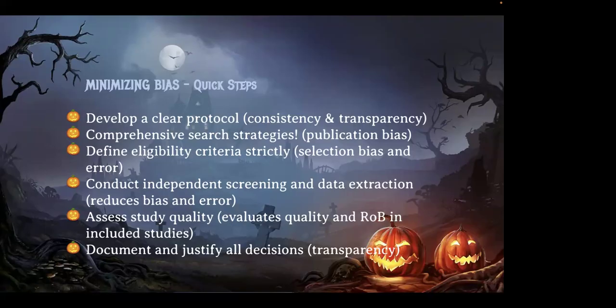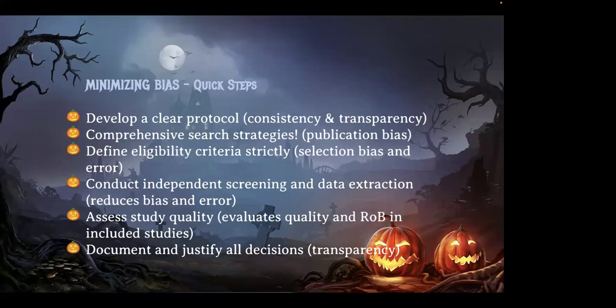What's next? Okay, defining your eligibility criteria. This is going to help you be more consistent, avoid selection bias, and ensure your reproducibility. Okay, so you're also conducting independent screening during the screening and data extraction process by having at least 2 reviewers. This is going to reduce bias and error, and it's also going to improve blinding of the studies.